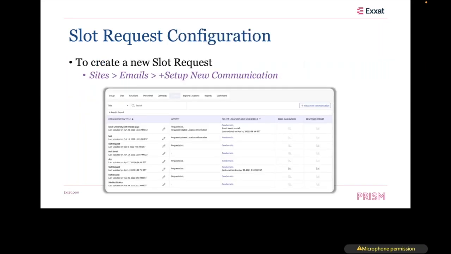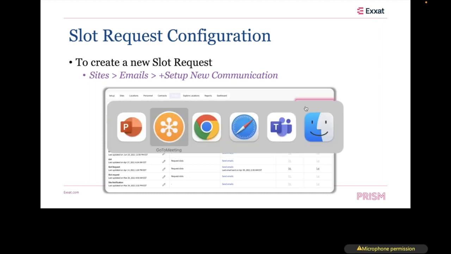To do so, you would have to go to the site section from the hamburger menu, go to emails, and here you will see any previously set up communications, or you can click on the slot request on the setup new communication icon here. I'm going to switch over to the system now so that I can show you directly in the system how this is going to work.